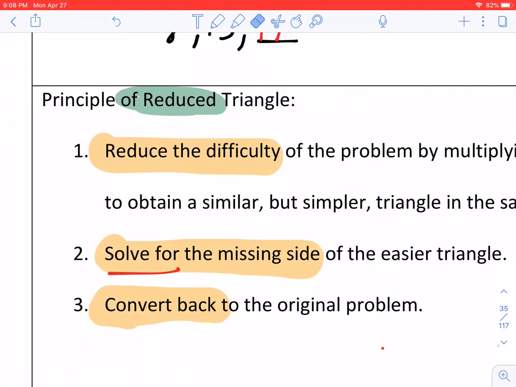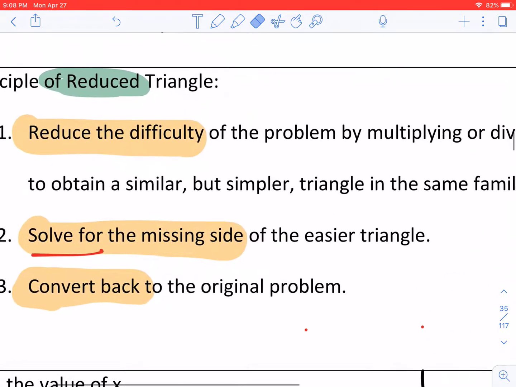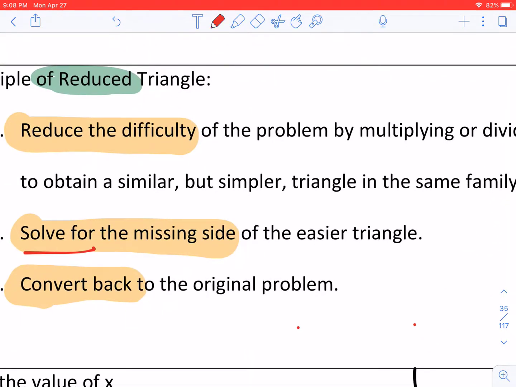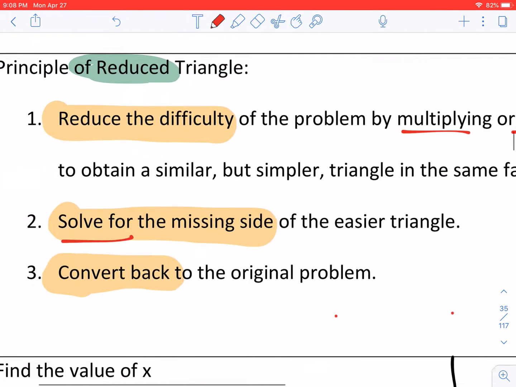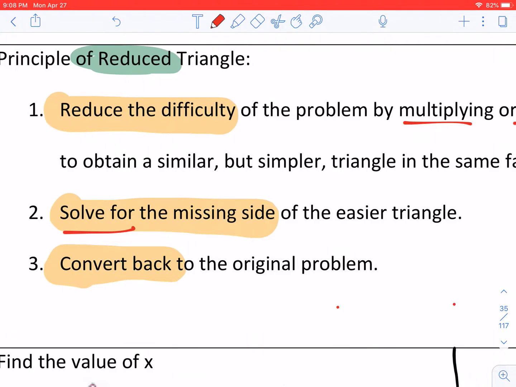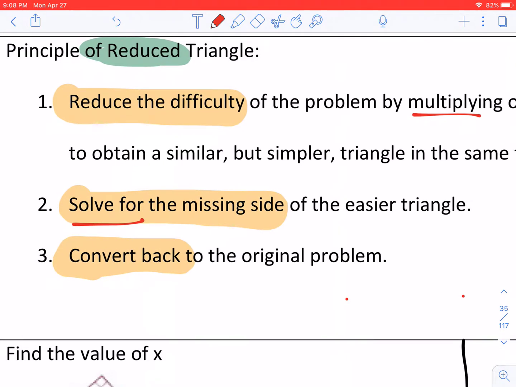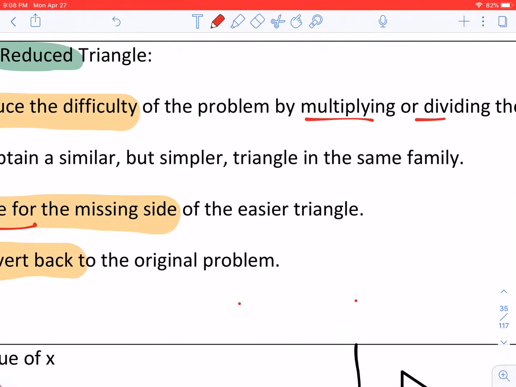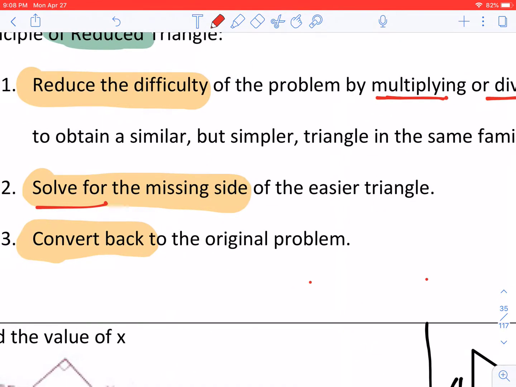Reduced triangle. To solve a problem faster, quicker, if you notice that there is a way to reduce the difficulty by using multiplication or division to get a similar but simpler triangle, then do that. Find the missing side, step 2. Number 3, switch it back. Make sure that whatever you did initially, whether you multiplied or divided, that you undo that for your original answer.